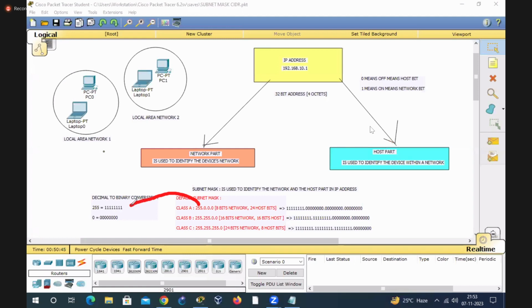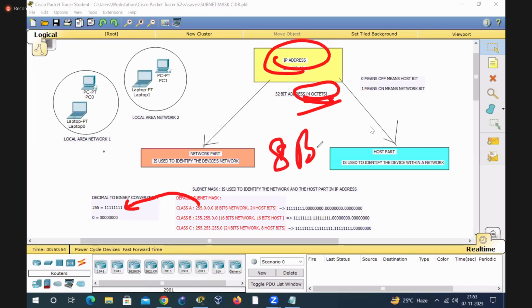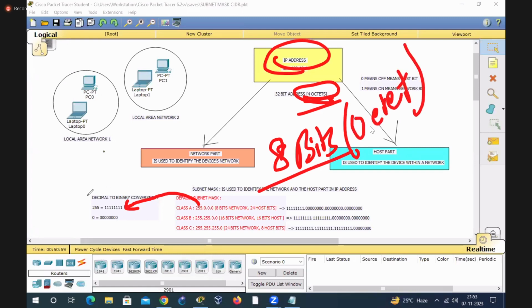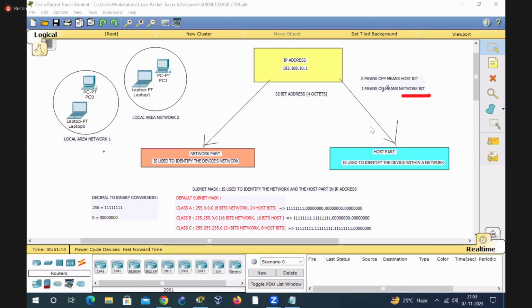So what we are doing here is converting this 255 into a binary octet, because remember our IP address is in octets. Octet means what? 8 bits. So when you are converting your subnet mask, you need to convert it in octets. So 255 gives you 8 ones, and 0, if you convert it, gives you 8 zeros. So in a subnet mask, 1 means what? Network bit, and 0 means what? Host bit.